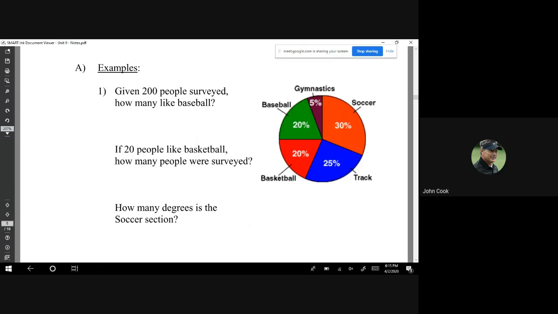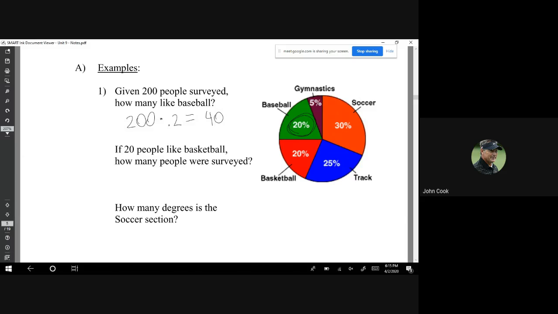answer the questions. So this first example has to do with this pie chart over here. It says that given that 200 people are surveyed, how many of them like baseball? Well, that's really easy because I know that 20% of the people like baseball. So all I got to do is find 20% of 200. So I just do 200 times 0.2 or 20%, and I'll get my answer, which should be 40. So it would be 40 people that like baseball.